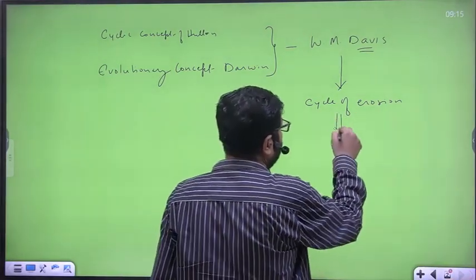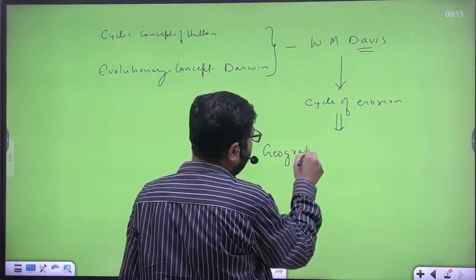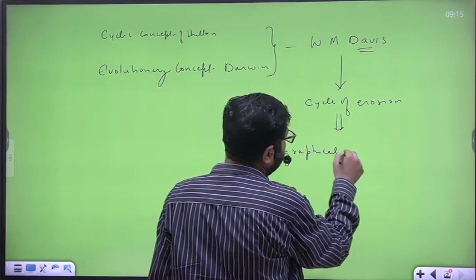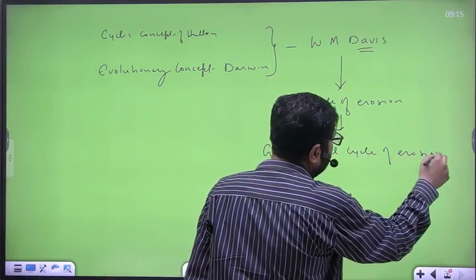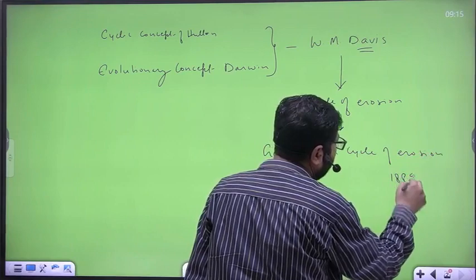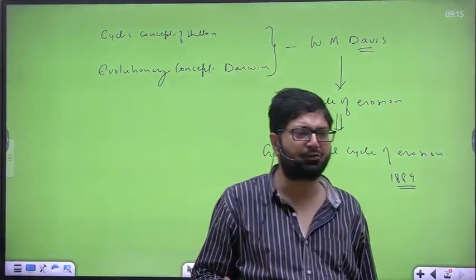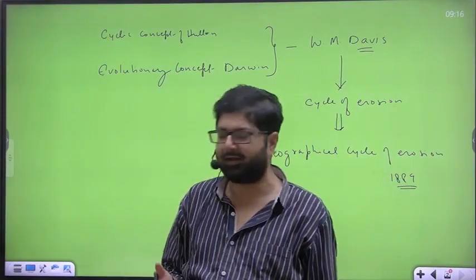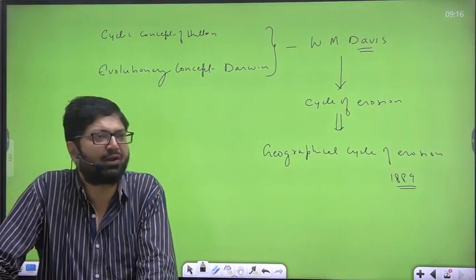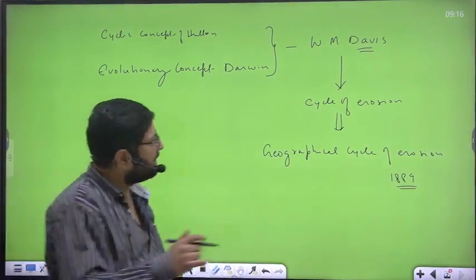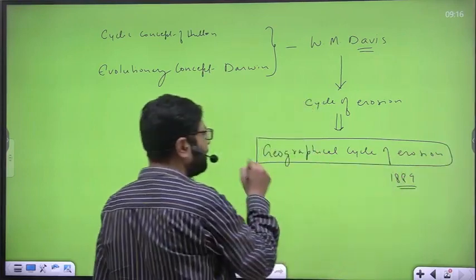erosion under the title Geographical Cycle of Erosion in 1889. 1859 में डार्विन की ओरिजिन ऑफ स्पीशीज पब्लिश हुई थी और 1889 में ही पुट फॉरवर्ड दिस कंसेप्ट ज्योग्राफिकल साइकिल ऑफ इरोजन. This is also known as theory of landform development.